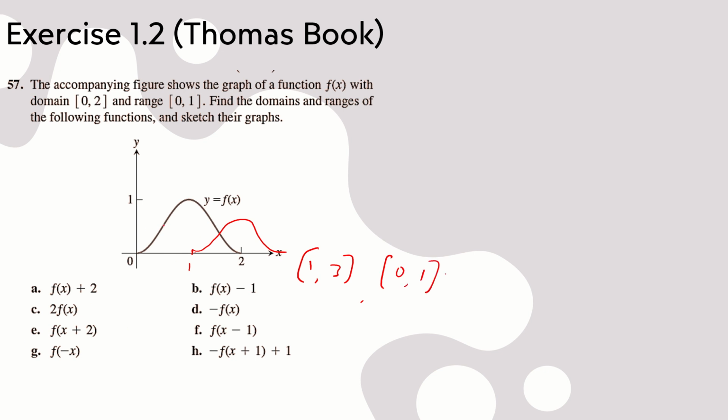And so on. f of minus x is a reflection about the y axis, so it is the same graph, the only difference is that it will be on the other side. So the domain will be -2 to 0, whereas the range will remain the same. And then we have minus f of x plus 1, plus 1. That means you have to shift the graph of minus f of x, which is this one, 1 unit to the right and then 1 unit upward. So the graph is somewhere like that. So in this case the domain will be -1 to 1, and the range will be from 0 to 1 as well.